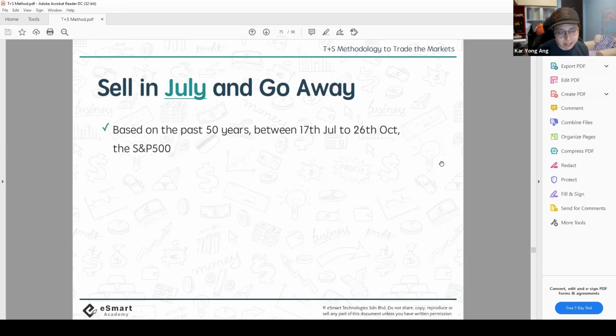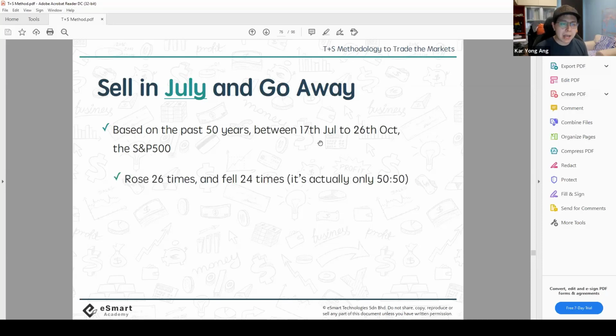The stock market, the indices. So S&P, from July to October. Some of the data here you can see, we took 50 years of data, between July the 17th to October 26th, which is the period we are in right now. So if you are trading the S&P, whether it is the indices, or you're investing into it, or you're looking at the CFD, this matters to you. And this is how we analyze the data.